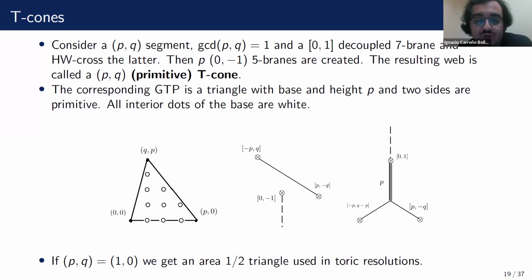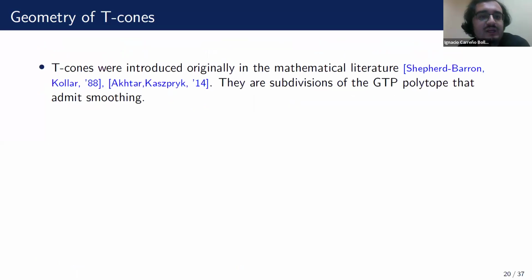Now, if we choose P and Q to be 1, 0, then we recover the area of a half triangle using toric resolution. So in fact, these triangles are just a concrete case of primitive T-cone. The corresponding geometric engineering objects to these irreducible triple junctions were originally introduced in the mathematical literature. The easiest way to see them is coming from considering toric geometries, which can be split into some parts. Some of them are parts that are called T-cones, which admit a smoothing of some kind.